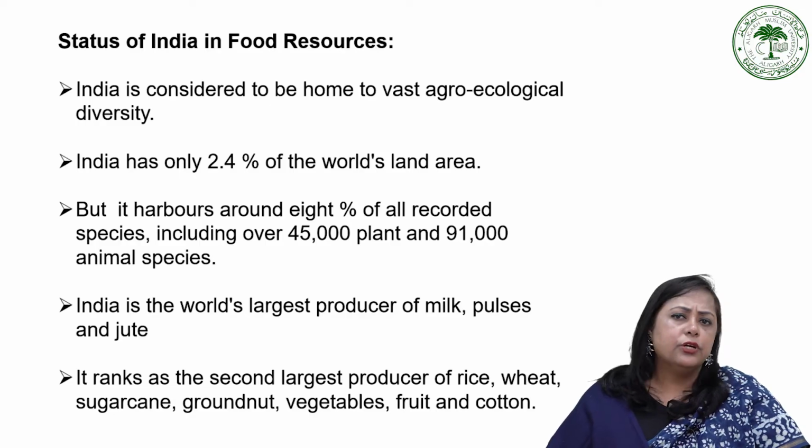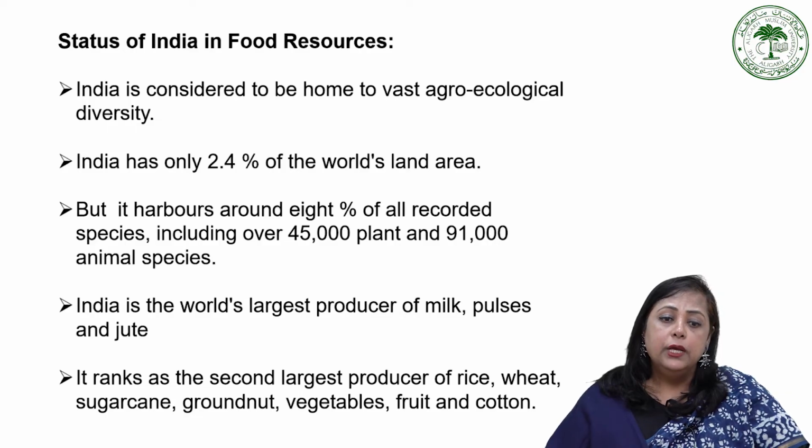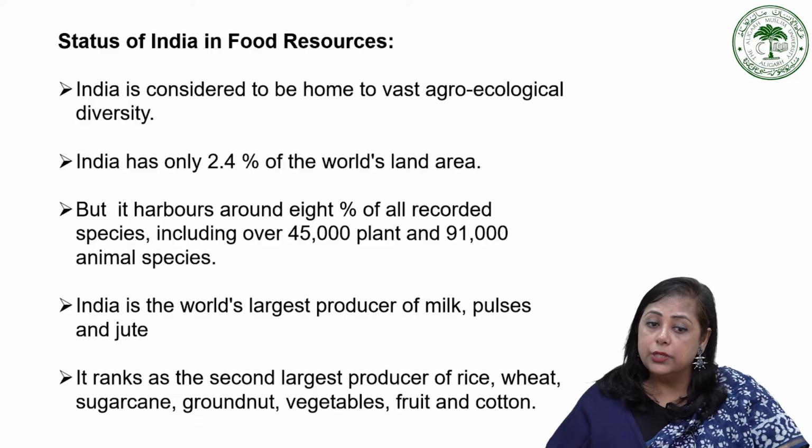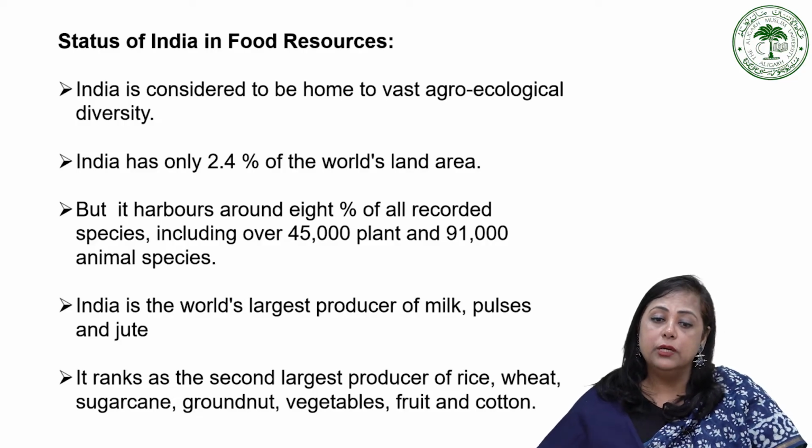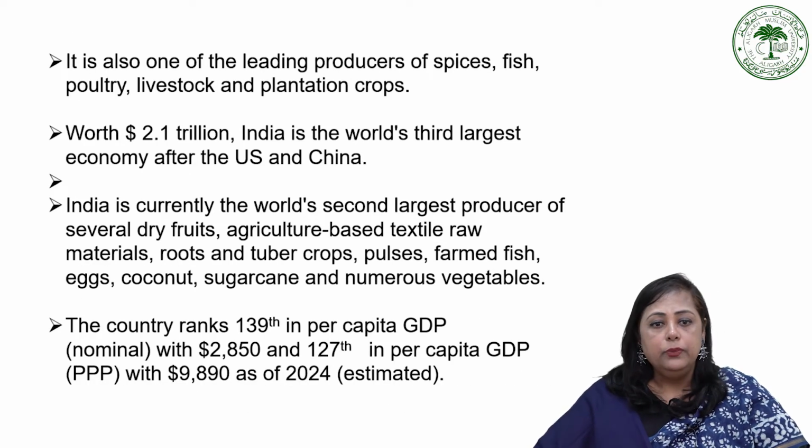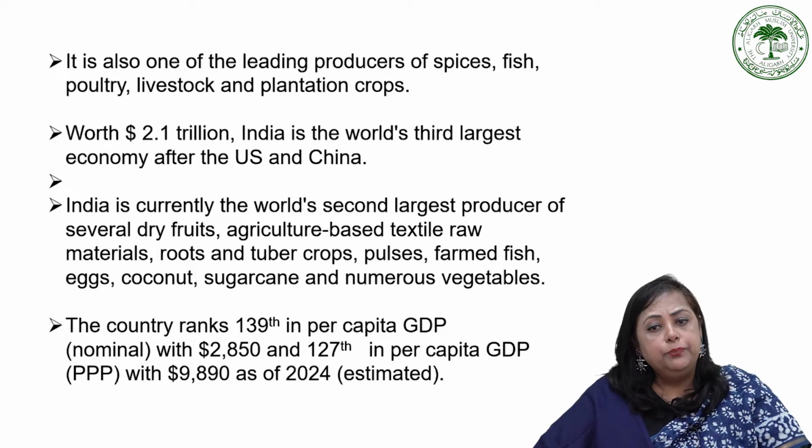Jute we are using for different things. Even clothes are being made of jute. India ranks as the second largest producer of rice, wheat, sugarcane, groundnut, vegetables, fruits, and cotton. It is also one of the leading producers of spices, fishes, poultry, livestock, and plantation crops. These are worth 2.1 trillion dollars.